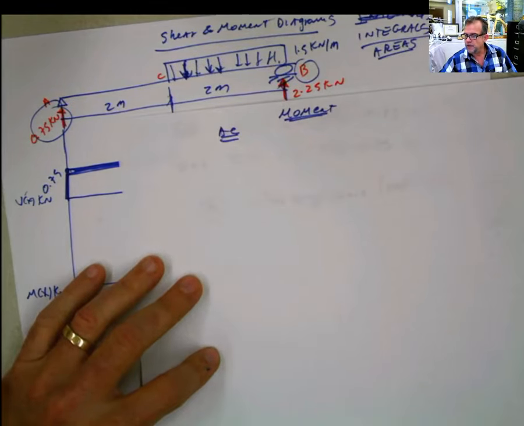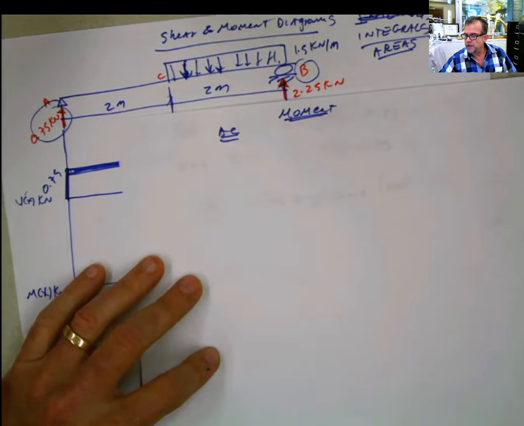Now, for AC, my moment, remember, is the integral of the shear plus a constant or a boundary condition. Remember, boundary condition value. Now, what is the moment? Well, the moment is going to be the integral of V. What is V? V is the equation of shear at AC. And if you go back, my equation of shear at AC is this one here, 0.75. So this is going to be the integral of 0.75 dx plus C. What is C?